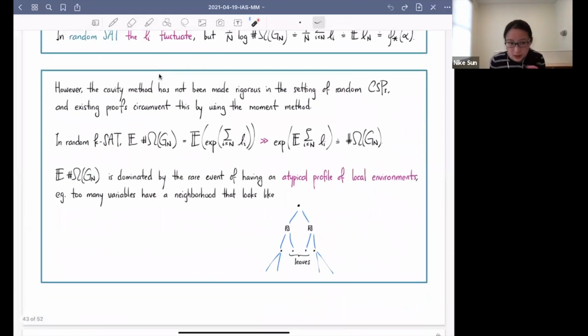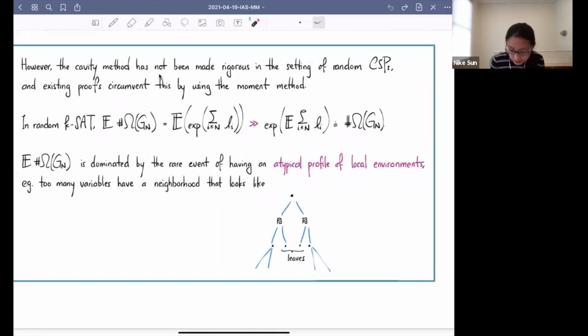So another way of saying kind of the same thing is that the reason that this expected value is wrong in the KSAT model is that it's dominated by this rare event where you have an atypical profile of local environments. So for example, maybe too many variables have a local neighborhood that look something like this. So this is just meant to illustrate this variable has kind of low degree. These variables also have low degree. This can certainly happen by random chance, but if it has low degree, it means it's kind of under constrained.